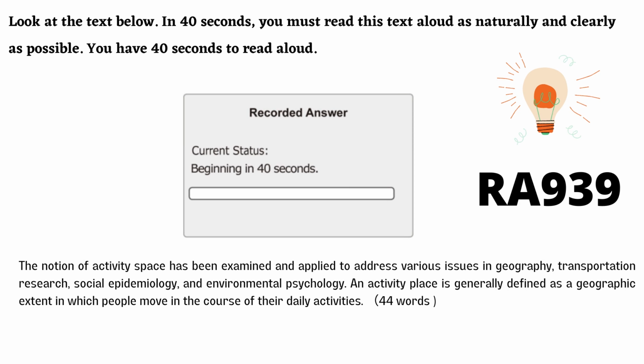The notion of activity space has been examined and applied to address various issues in geography, transportation research, social epidemiology, and environmental psychology. An activity space is generally defined as a geographic extent in which people move in the course of their daily activities.